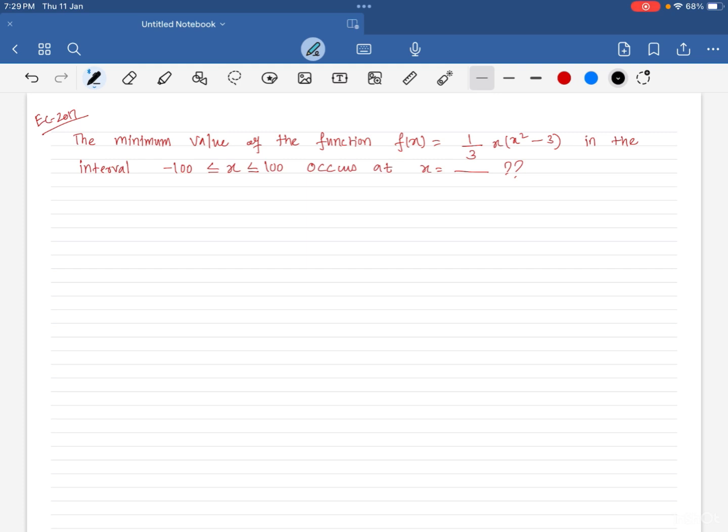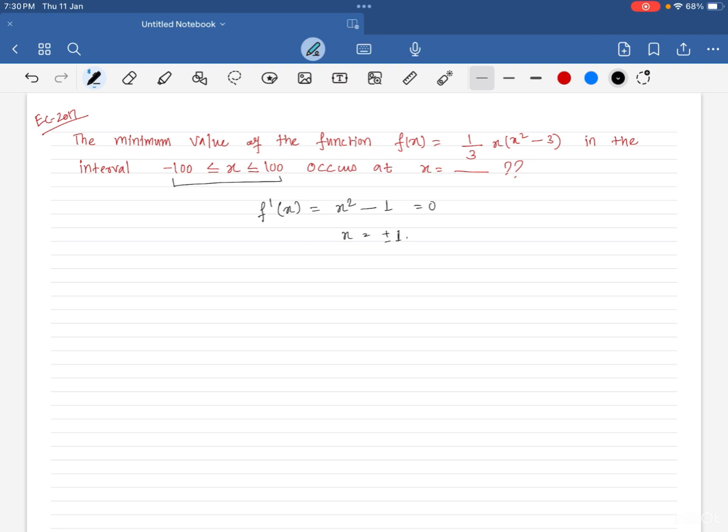So first let's check where this function has the stationary point, or you can say where the function is changing, so we can calculate the derivative of this. So that would be x² − 1, and that is equal to 0. So this function has the stationary points at x equals plus or minus 1, right? And we have to check from minus 100 to 100.